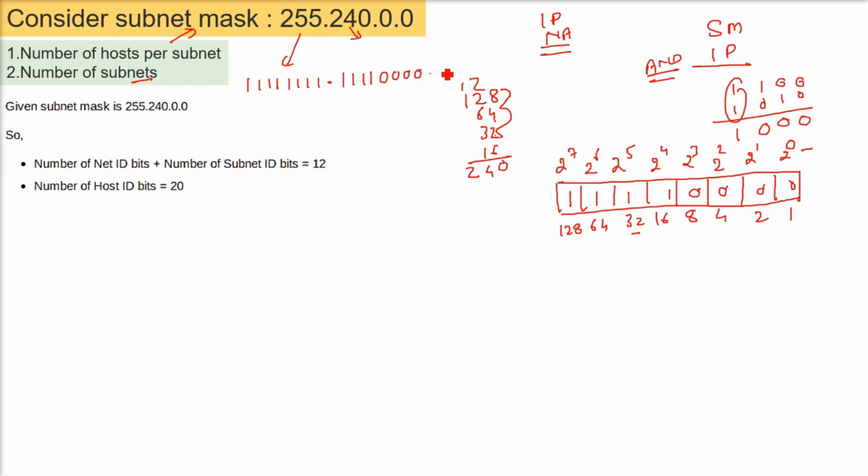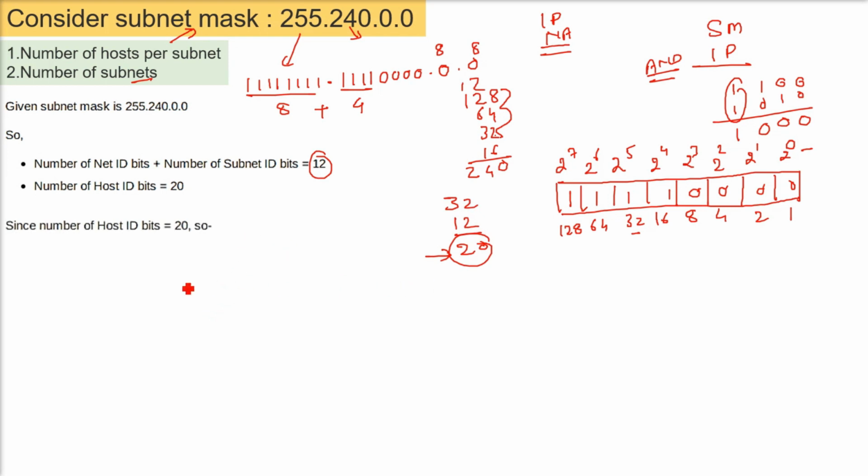Then again 0 eight times and 0 eight times. Okay, you know about this. 8 bit, 8 bit, 0, 0, 8 times. Now this is 8 ones. These are 4 ones. 8 plus 4 is 12. So 12 ones, or you can say this 12 is for the network, or these are the subnet ID bits. 32 bits in all. Subtract this 12, you will get 20. 20 is for the host.